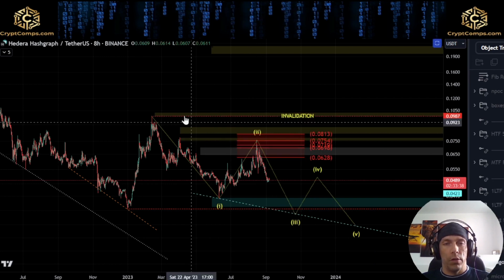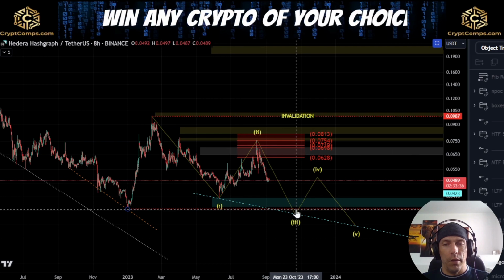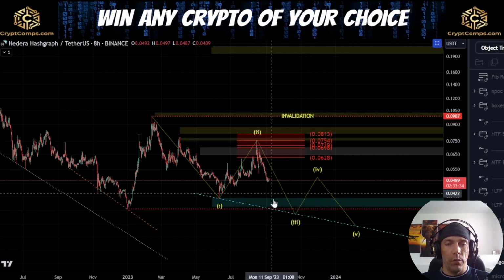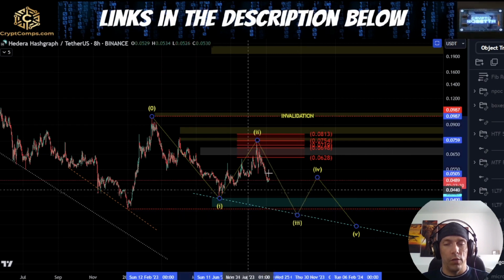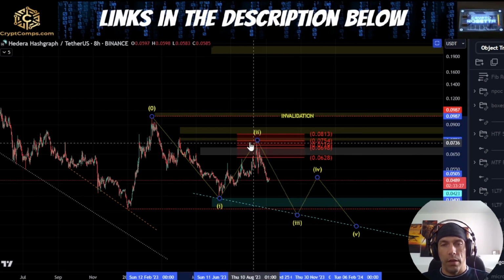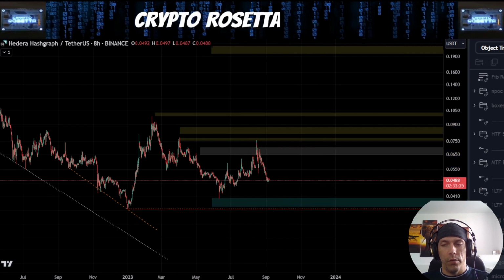The alternative, like we discussed, was the idea of this turning into a diagonal pattern here. We would be looking for a 5-wave move down, 3 waves up, another 5-wave move to actually complete this 3rd wave. But we don't have that at the moment. At the moment, we just have 3 waves to the downside.